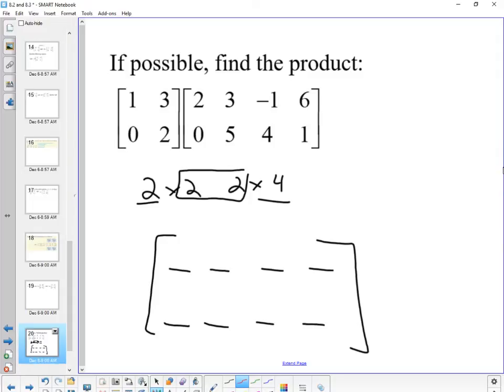Let's start with the first spot. I'm going to start here. This is row 1, column 1, right? That means back in my matrix, I'm going to multiply row 1 from the first matrix by column 1 of the other. And it's going to go like this. 1 times 2, how much? 2. Plus 3 times 0, which is 0. So it's 2. That gives me 2. 2 goes in that element slot.